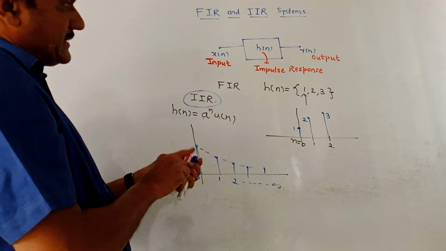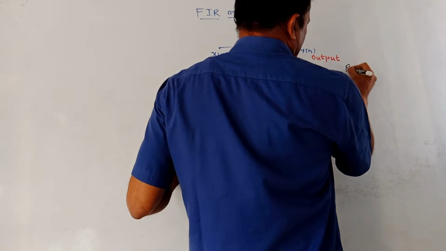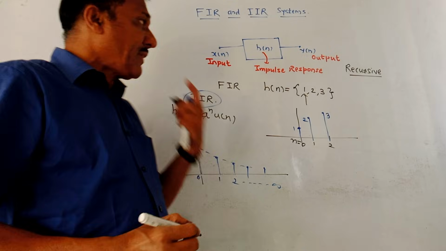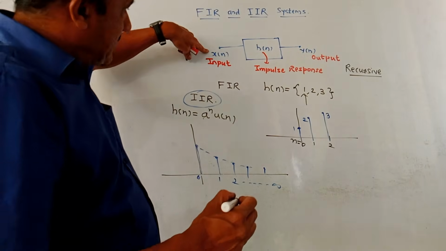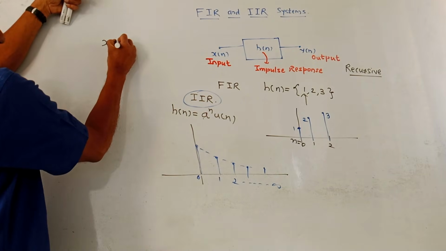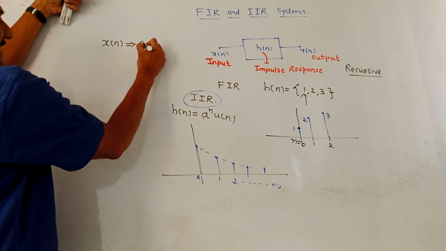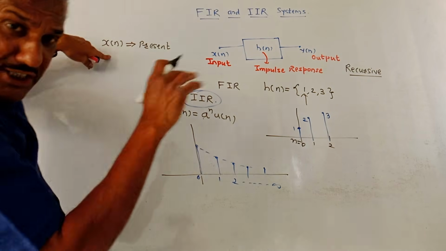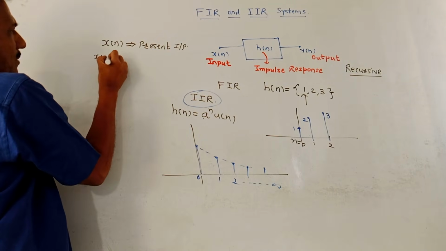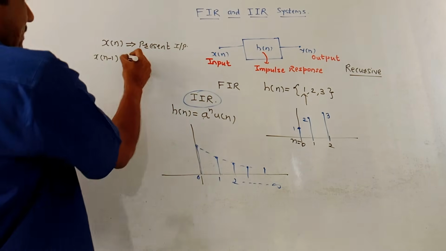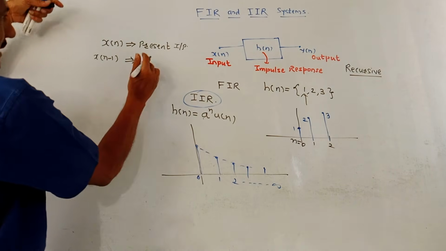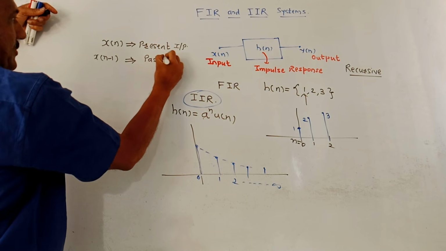Now, related to this, again, there are 2 types. One is recursive system. Now, what is the meaning of this word recursive? Before that, we will talk again about something related to these notations. We discussed X of n represents input. Rather, I will write it like this. X of n represents present input. Do remember it like this. X stands for input. So, X of n represents present input. If I have X of n minus 1, then n minus 2, n minus 3, whatever. Whenever minus sign is there, that indicates delay, and X of n minus 1, n minus 2 represents past inputs.